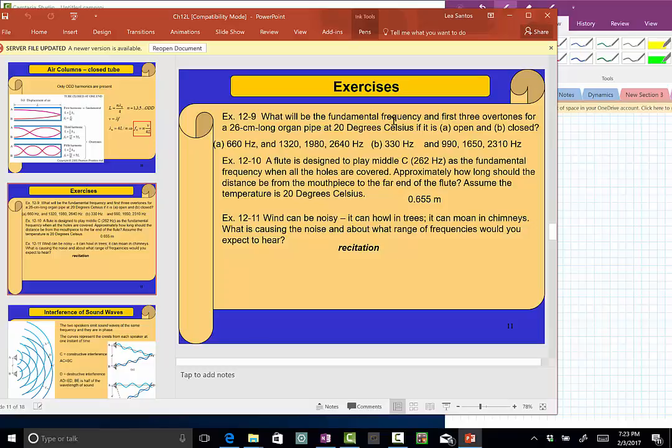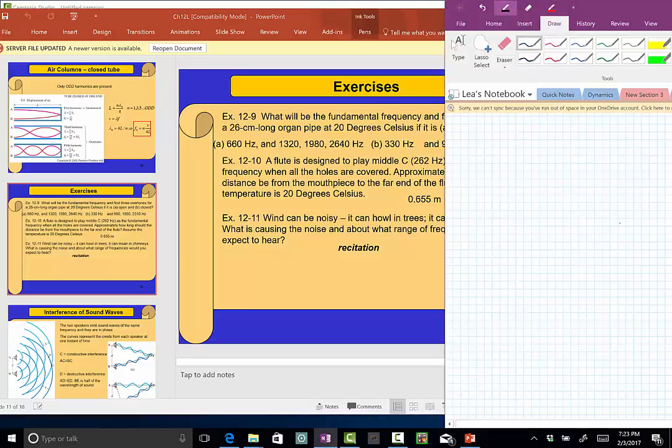Remember organ pipes have closed and open tubes. For an organ pipe that has this length, 26 centimeters, at this temperature, 20 Celsius, which means that the speed of the wave in the air is 343 meters per second, we want to know these frequencies in the case where the tube is open and in the case where the tube is closed. All right, so let's go and try to solve this problem.